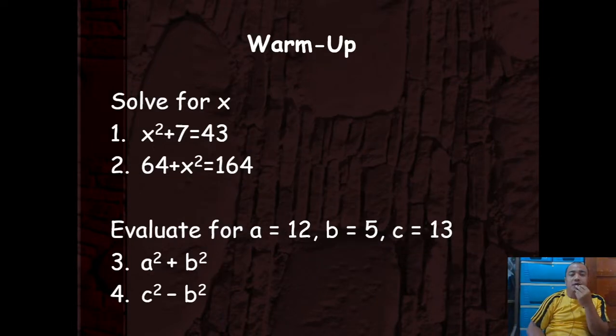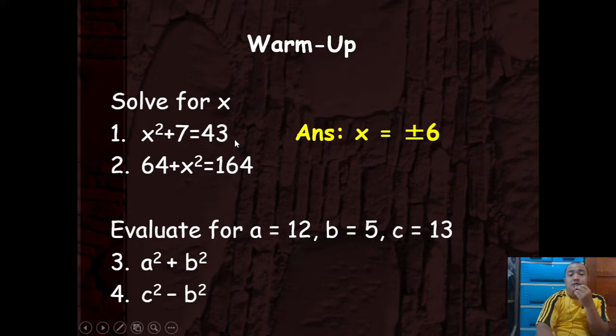Let's first have a warm-up. Solve for x in number 1 and number 2. I think these are quadratic equations. What's the answer? X squared equals positive negative 6. Yes, just transpose 7. 43 minus 7 is what? 36. Get the square root of both sides: positive negative 6. How about this? Transpose 64, making it 100. Get the square root of both sides.